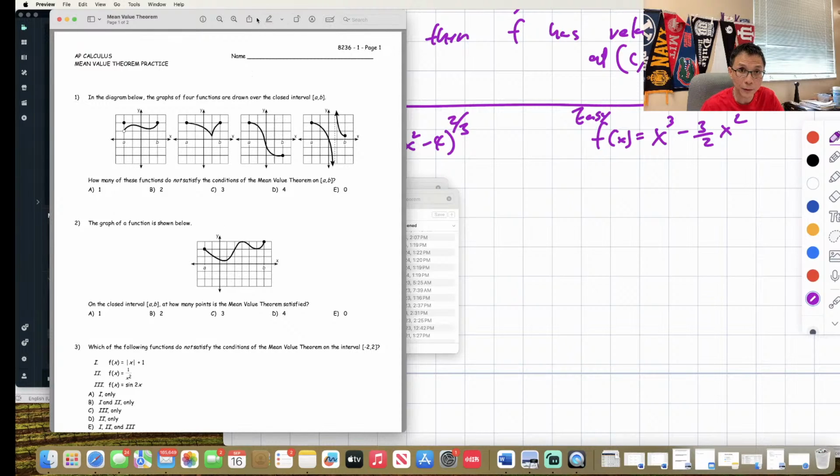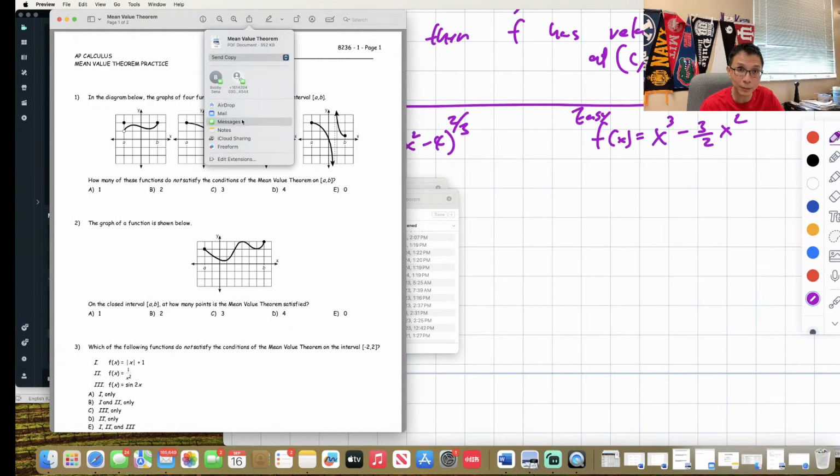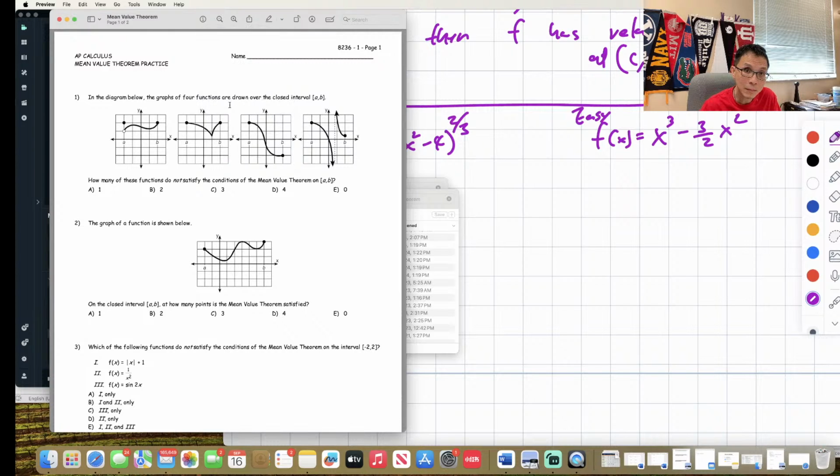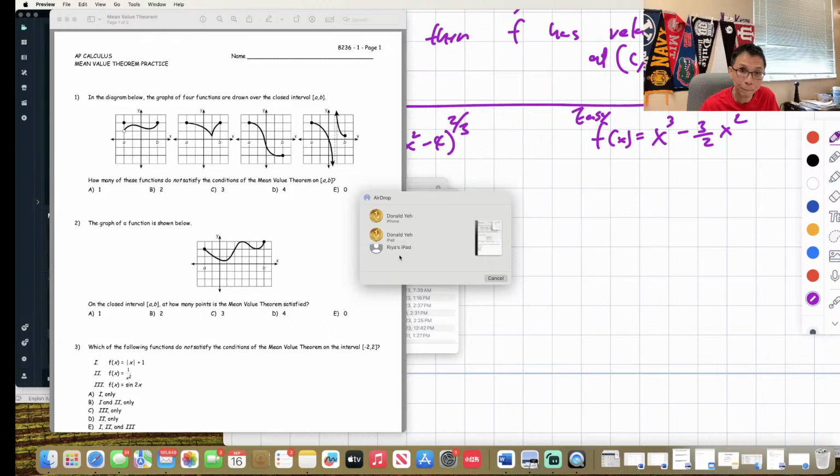I'm going to drop you the first worksheet, Mean Value Theorem. If you want to turn on your AirDrop, I can AirDrop it to you. You did this last year, so it's just a review. I will give you Rolle's Theorem, and I'll give you the first derivative.